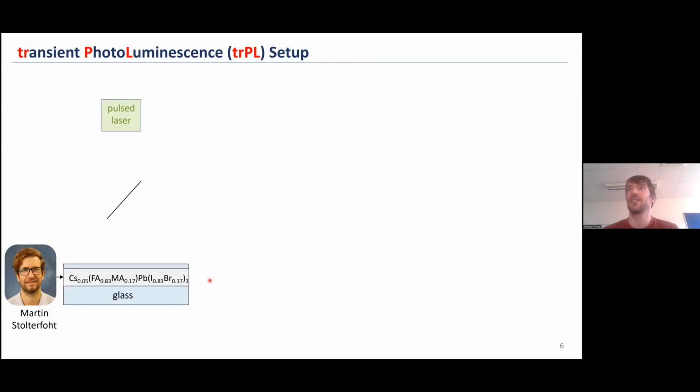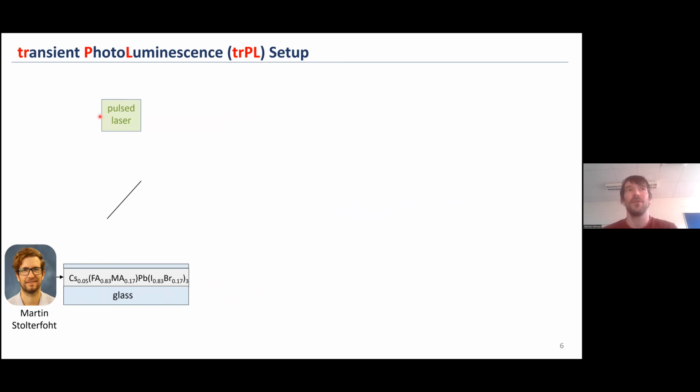Today I'll just show you one sample. It's from Martin Stolterfoht. It's a triple cation lead halide perovskite. It's on glass, so no back contact. It's encapsulated, so we didn't want to have trPL in this case. I will show you that you can learn a lot, but it's also complicated. Adding contact layers makes it even more complicated, so we didn't do this.